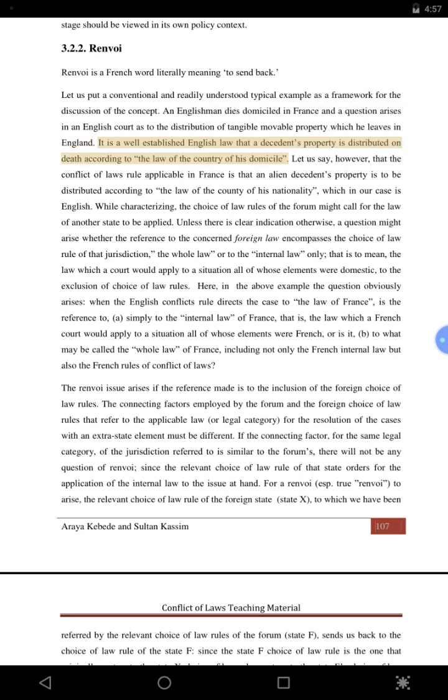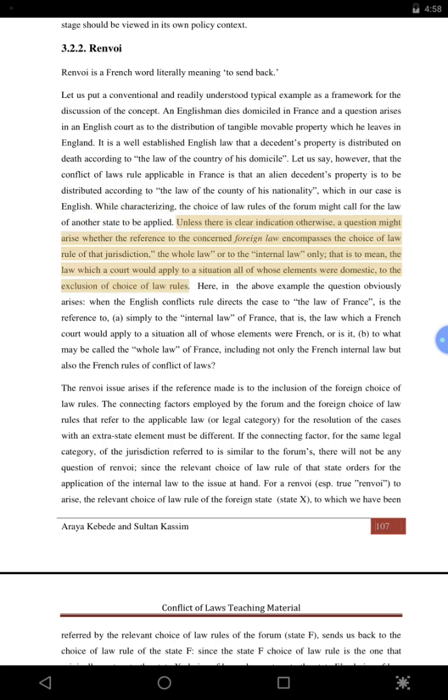It is a well-established English law that a decedent's property is distributed on death according to the law of the country of his domicile. Let us say, however, that the conflict of laws rule applicable in France is that an alien decedent's property is to be distributed according to the law of the country of his nationality, which in our case is English.